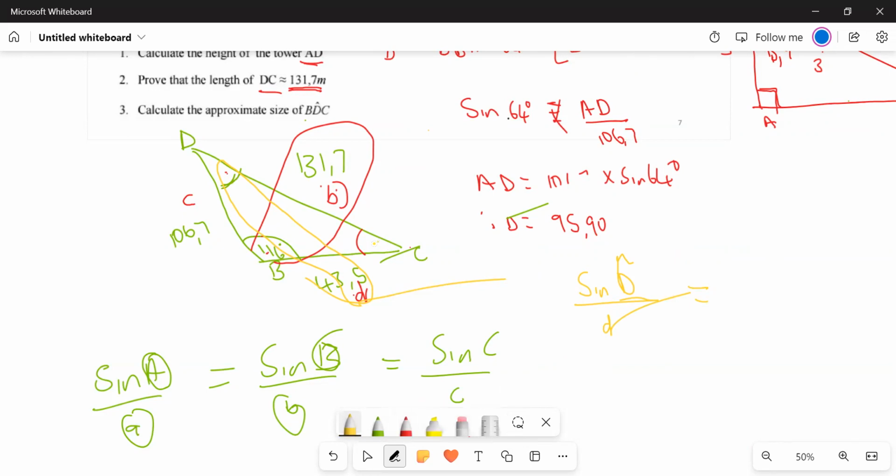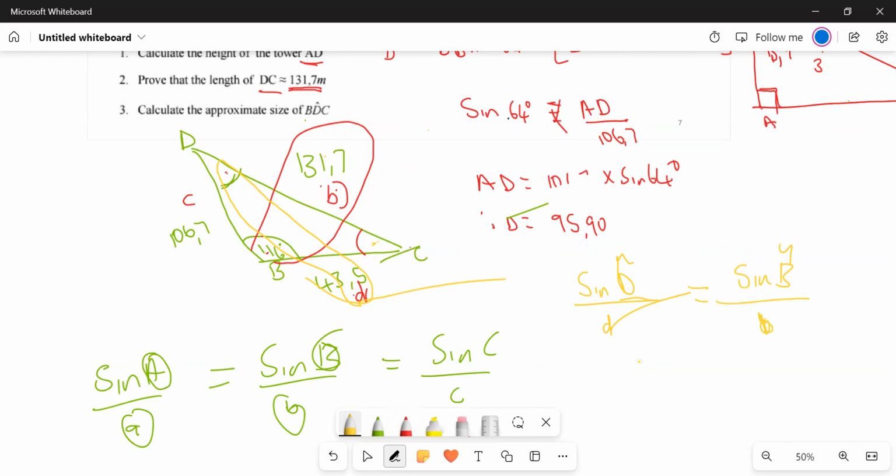Now, I can't use this one because I don't know this angle here. I'm going to use this one because I know the side and the angle. So what is that one there? I am going to say I have the sine of p all over small letter b. Small letter b. Okay.